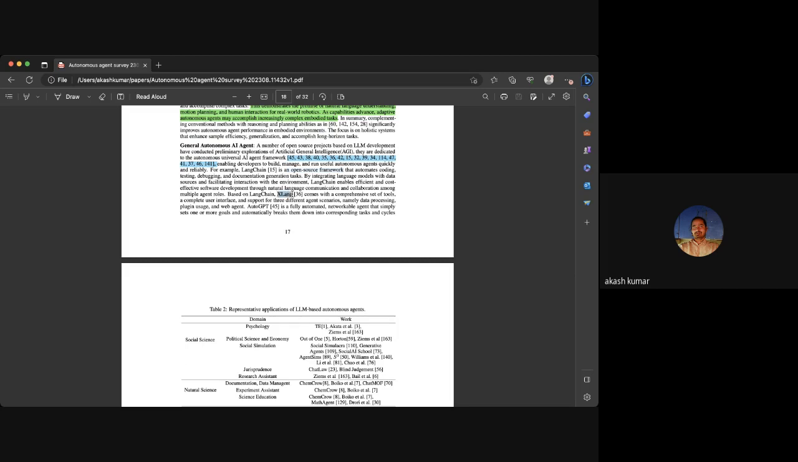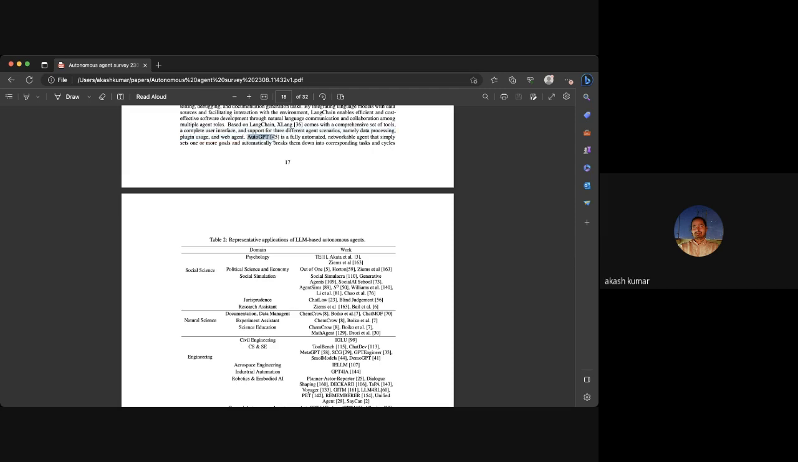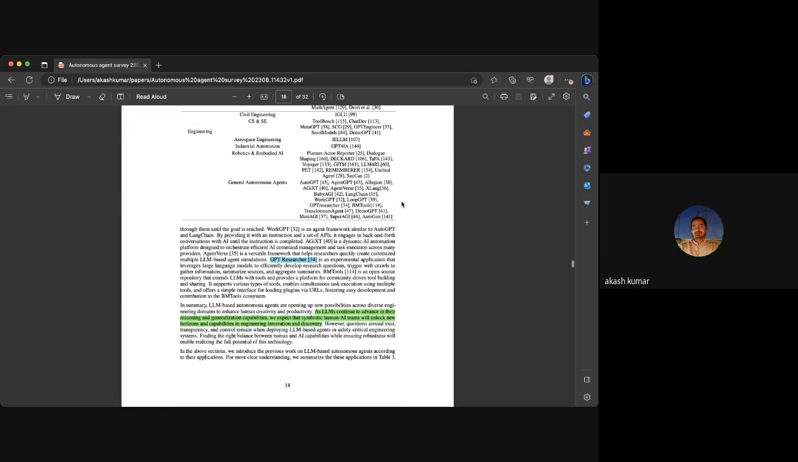Similarly, there is something called XLang, which comes with a comprehensive set of tools and a complete user interface, and supports three different agent scenarios, namely data processing, plugin usage, and web agent. AutoGPT, another famous one, is a fully automated network agent that simply sets one or more goals and automatically breaks them down into corresponding tasks and cycles.